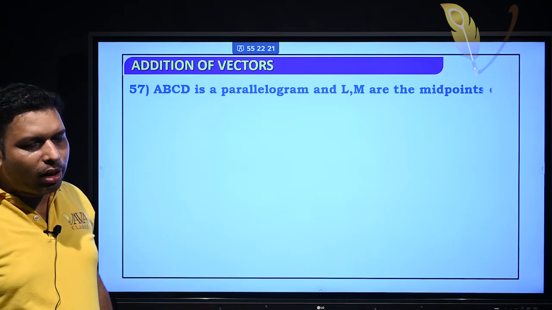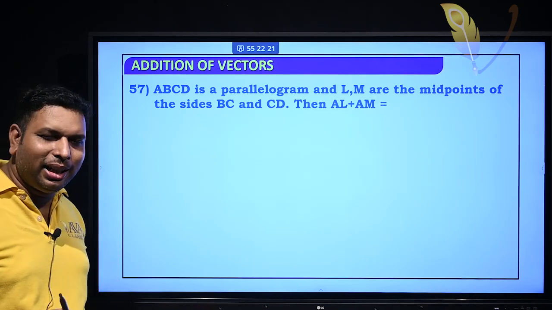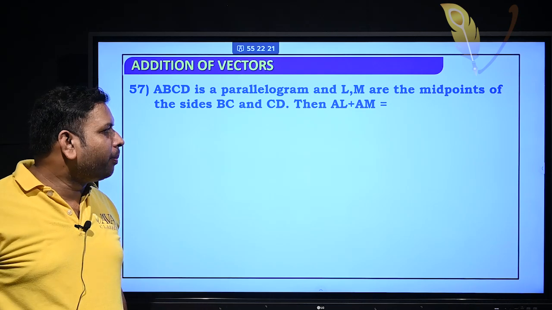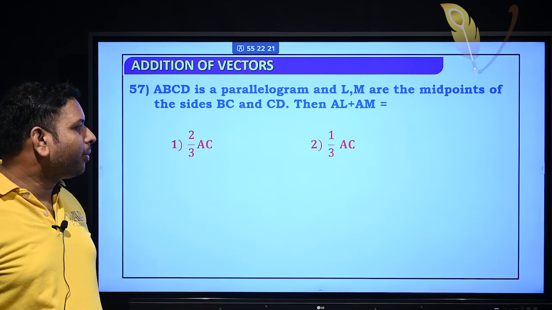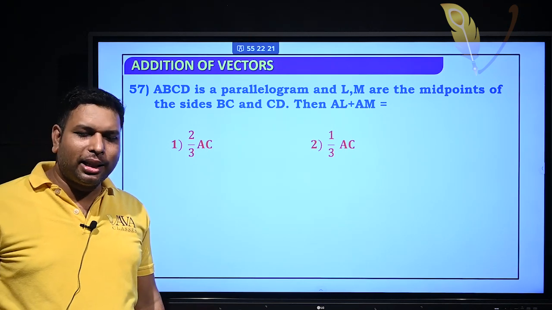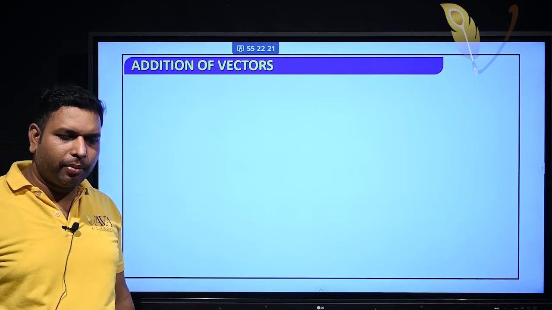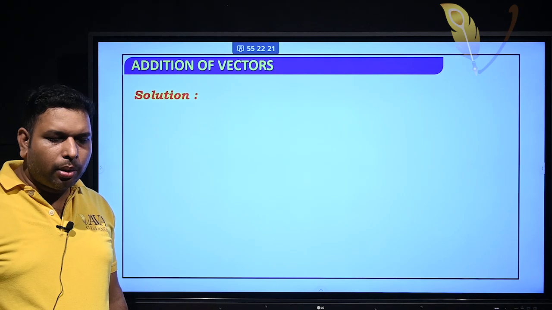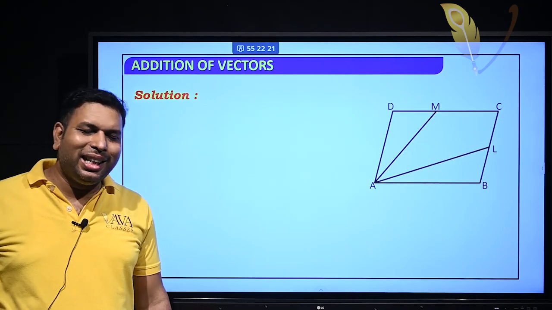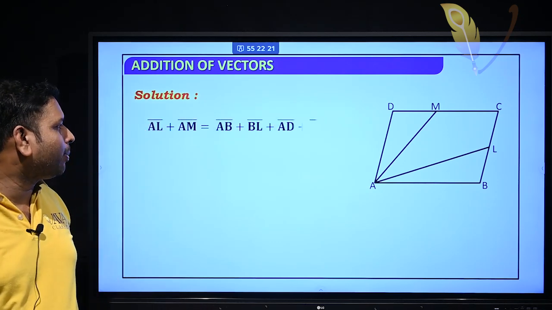ABCD is a parallelogram and L, M are the midpoints of the sides BC and CD. Then AL + AM equals: first, 2/3 AC; second, 1/3 AC; third, 3/2 AC; fourth, 3/4 AC. Okay. So these are the options. Solution. So ABCD is a parallelogram. L and M are midpoints of BC and DC respectively.